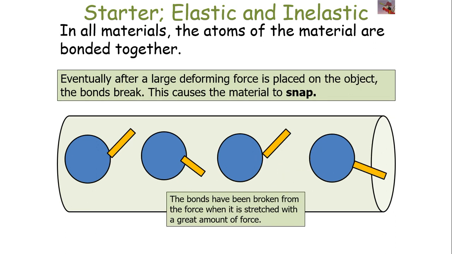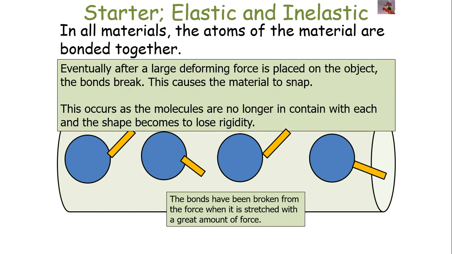Now, if there's a large enough deforming force placed on the object, the bonds between the atoms will eventually break. That causes the material to snap. So therefore the molecules are no longer in contact with each other. The material loses rigidity and then it breaks into two.